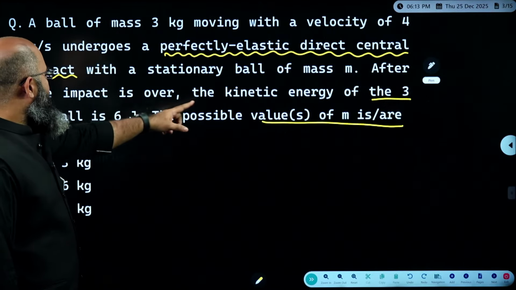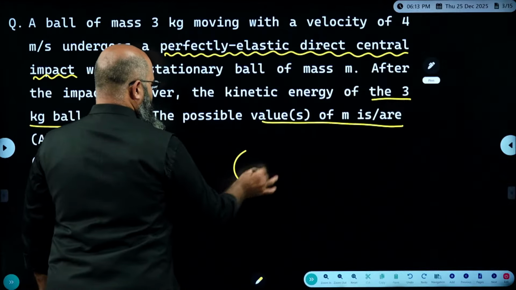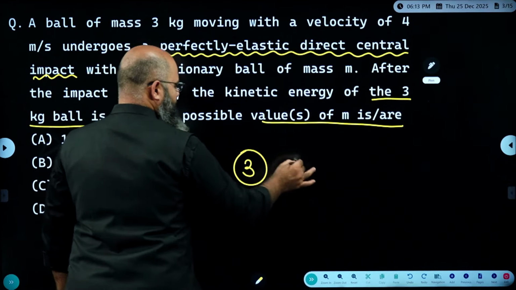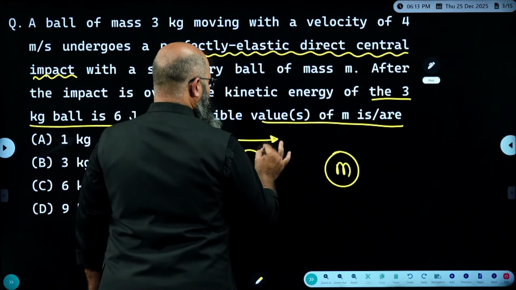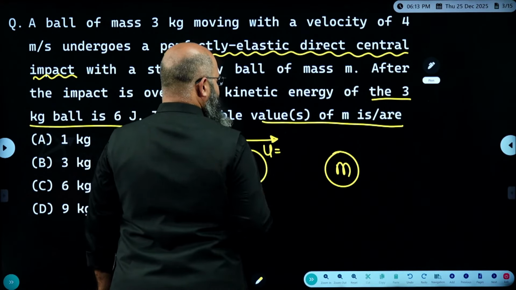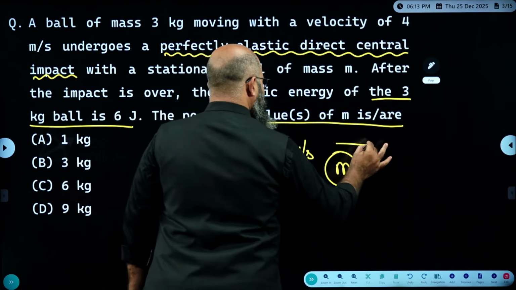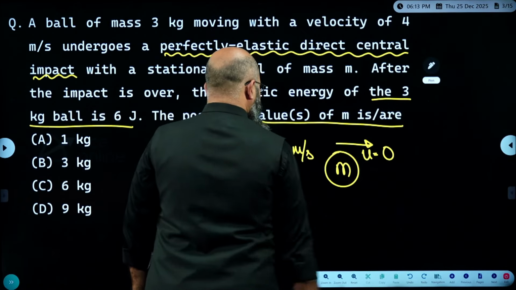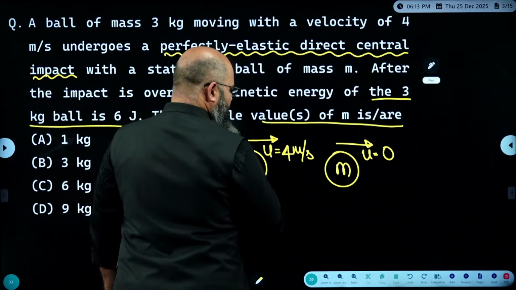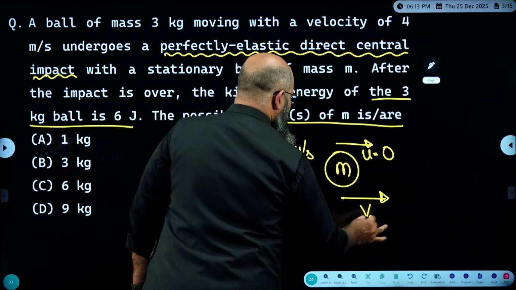After impact is over, the kinetic energy of the 3 kg ball is 6 joule. So now I can say this is the 3 kg ball. The mass over here is m. Initial velocity u over here is equal to, let us say, 4 meter per second. The initial velocity over here is equal to 0. Now, by virtue of this impact, his velocity V2 will be guaranteed in this direction.